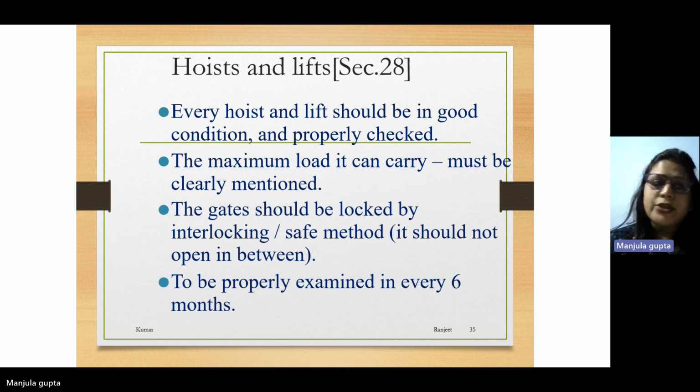Then hoists and lifts under section 28, every hoist and lift should be in good condition and properly checked. The maximum load it can carry must be clearly mentioned. The gates should be locked by an interlocking safe method. It should not open in between. To be properly examined every 6 months.